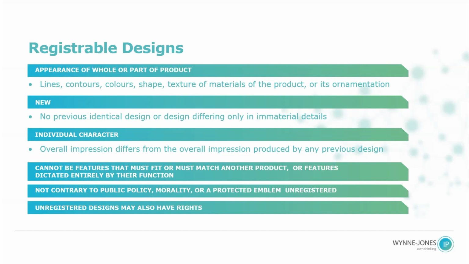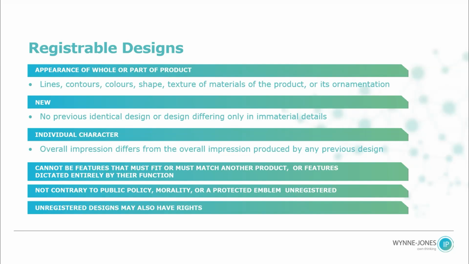The mobile phone issues these days, pretty much everything looks the same. And for that reason, people attach a lot of significance to relatively small features. But it's got to have an individual character. In other words, something that makes it identifiably different. You can't get protection for features that must fit or must match another product. In other words, the inter-engaging bits that are necessary there to fit with something else. Those aren't considered to be design. And you can't get features that are dictated entirely by their function.